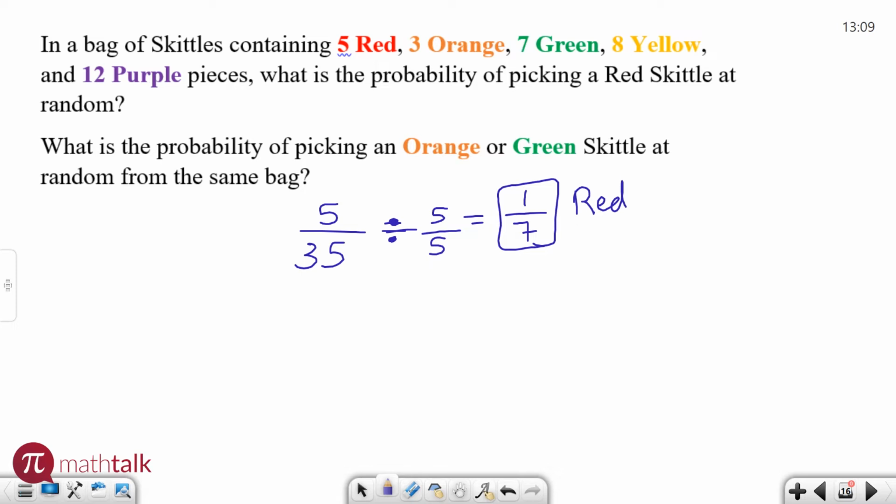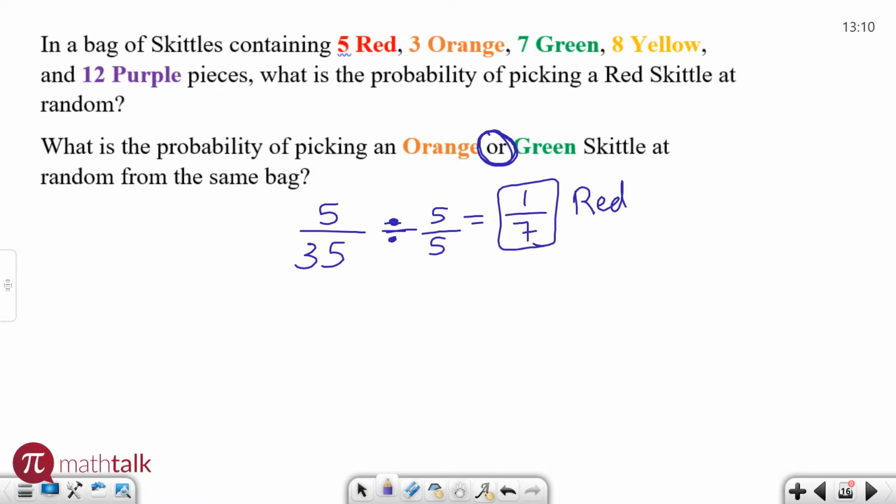So let's look at the other question. What is the probability of picking an orange or a green Skittle out of the same bag? And so the key word here is actually the word or. Because now I have 2 different options of Skittles to choose from, my probability is actually higher. And so in probability, the word or actually means add. So I'm going to take the probability of picking an orange Skittle and I'm going to add the probability of picking a green Skittle. And so let's see what that looks like.